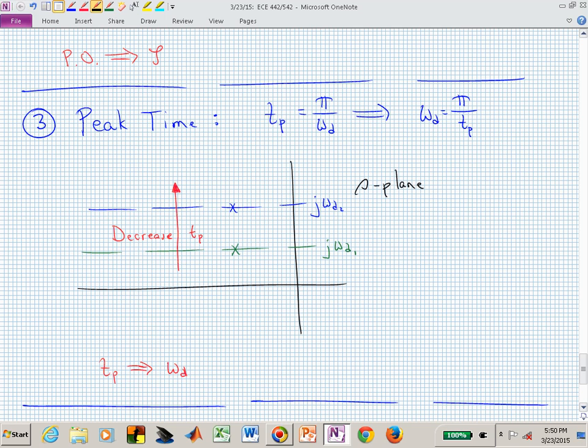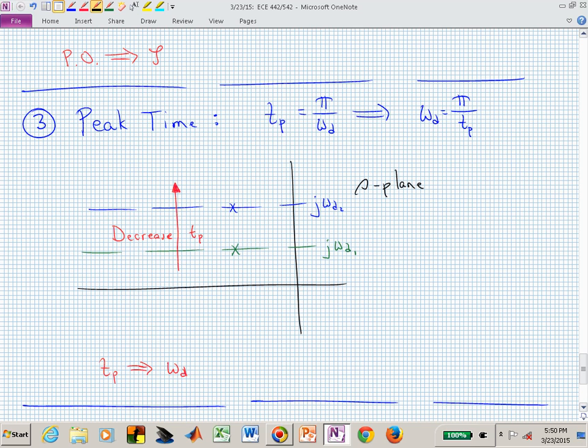Finally, we're still in continuous time. Our peak time performance specification, T sub p, which I think we derived last time, is pi over omega sub d. And remember omega sub d? That's the imaginary component of these complex poles. If you want to speed up your system in terms of how quick it gets to the peak, then you want more imaginary component on those poles. You want omega sub d to increase. So decreasing time to peak, for the same sigma value, you want to have your omega sub d get larger.